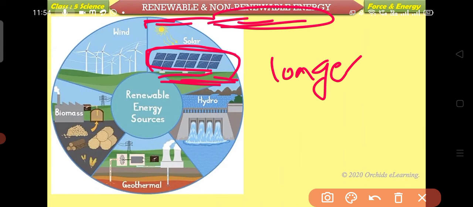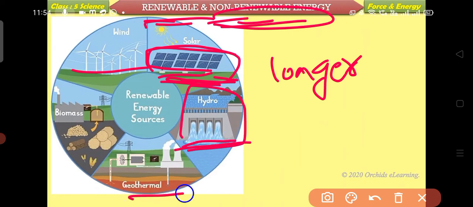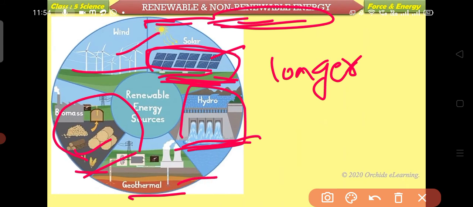So we have solar energy, wind energy, and water energy, that is hydro energy or hydroelectricity, where we get energy from water. Then geothermal energy, and biomass, meaning the dead remains of plants and animals, with the help of which we get energy. Wind, solar, water, geothermal energy and biomass are sources of energy that give us energy for longer durations.